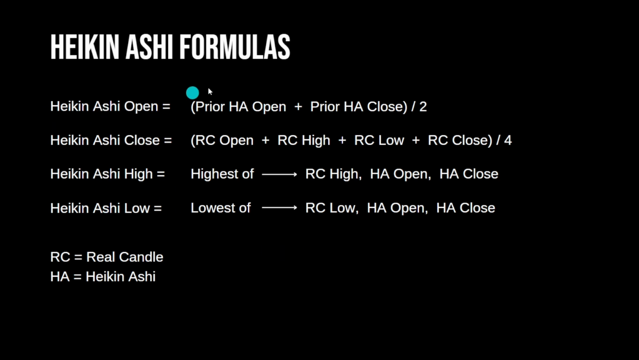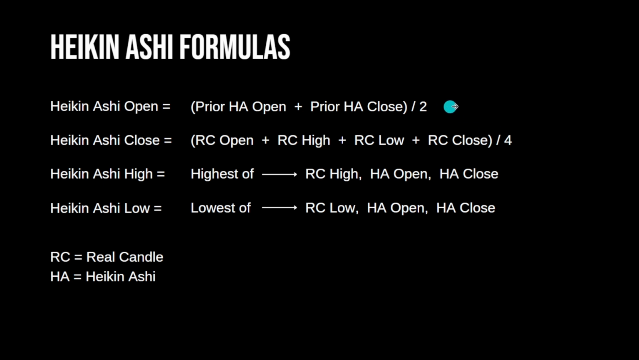Now, you can read these formulas, but the short of it is the open of a Heikin Ashi candle is in the middle of the previous Heikin Ashi candle body. The close is the real candle's open, high, low, close, all added together and divided by 4. So it averages that real candle. So the close of the Heikin Ashi candle is not in the same place as the real candle closes.